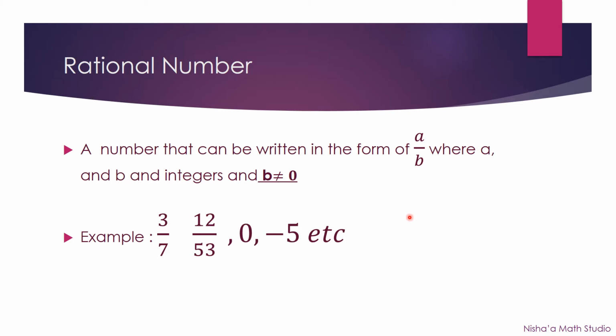You might be wondering, I told a by b, but these two are okay. What about 0 and -5? You know that 0 can be represented as 0 by 1 and -5 can be represented as -5 by 1. If the denominator is 1, usually we don't write it. So even 0 and -5 can be written in the form of a by b.